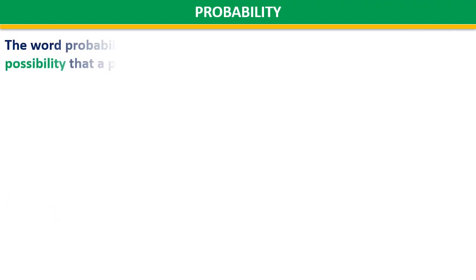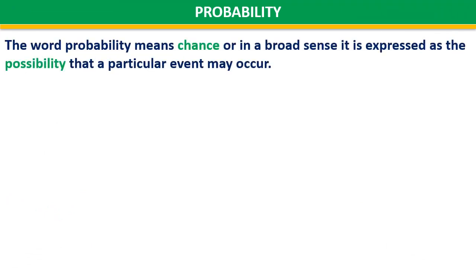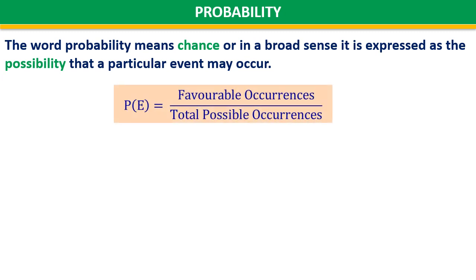What is probability? The word probability means chance, or in a broad sense, it is expressed as a possibility that a particular event may occur. How is probability expressed? It is expressed in ratio. If it is expressed in ratio, then what comes in numerator and what comes in denominator? Well, in the denominator, it is total possible occurrences. And out of that total possible occurrences, how many are favorable to us, that we put in the numerator. So probability of any particular event is favorable occurrences divided by total possible occurrences.